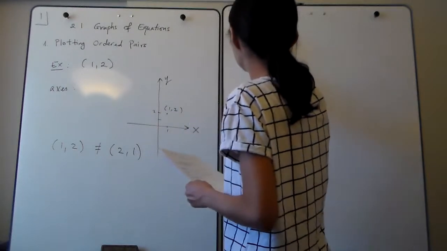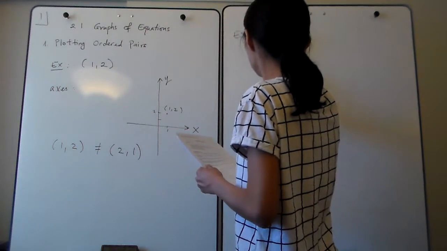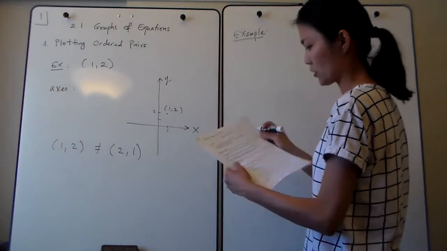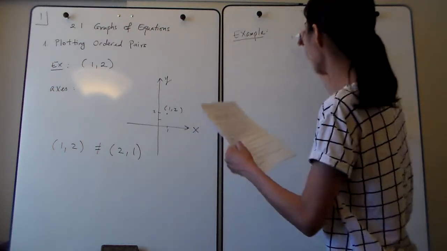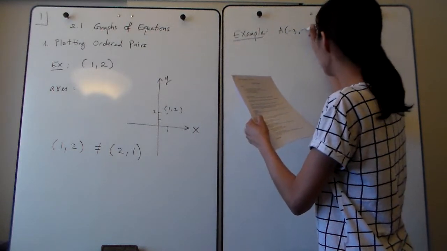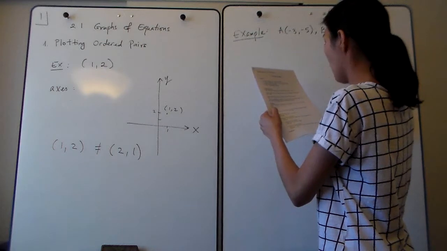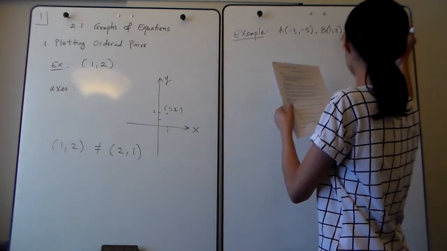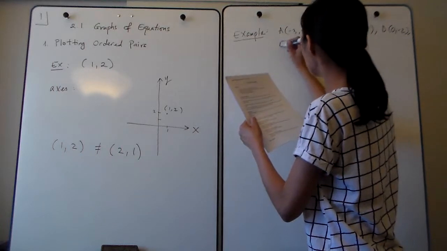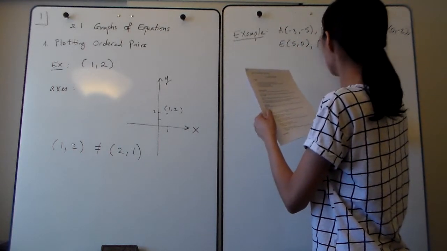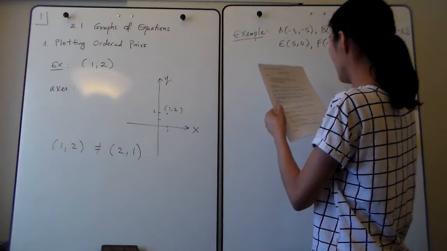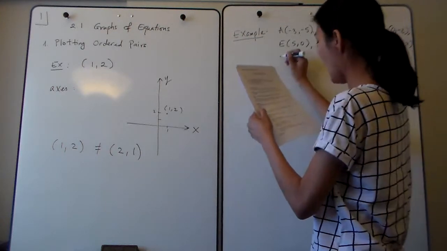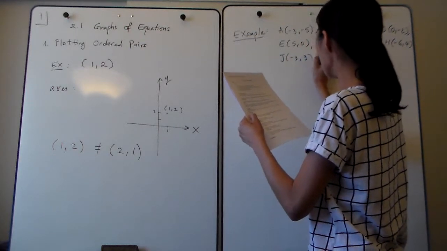Alright, let's start with the example. Plot point A. Okay. So you look at my note, page 1, you will see there are points A: -3, -5, B: 1, 3, C: 0, 7, D, which is 0, -2, E: 5, 0, F, which is -4, 0, and then G: 1, -7, H: -6, 4, and the last one is J: -3 and 3, okay?